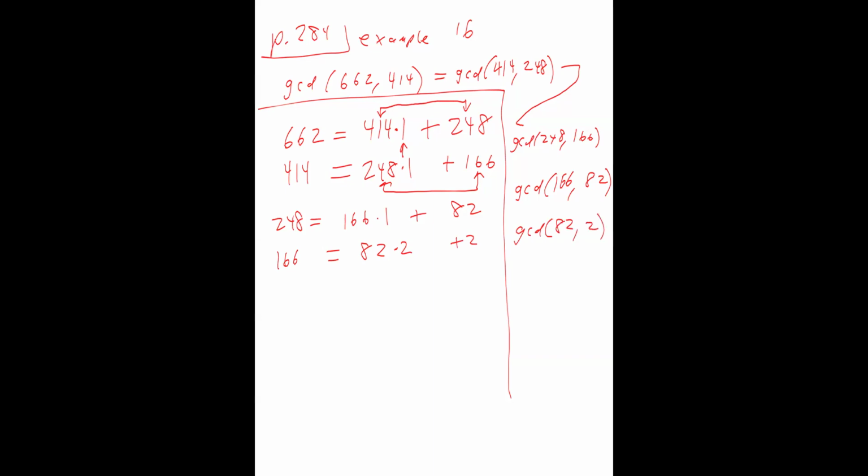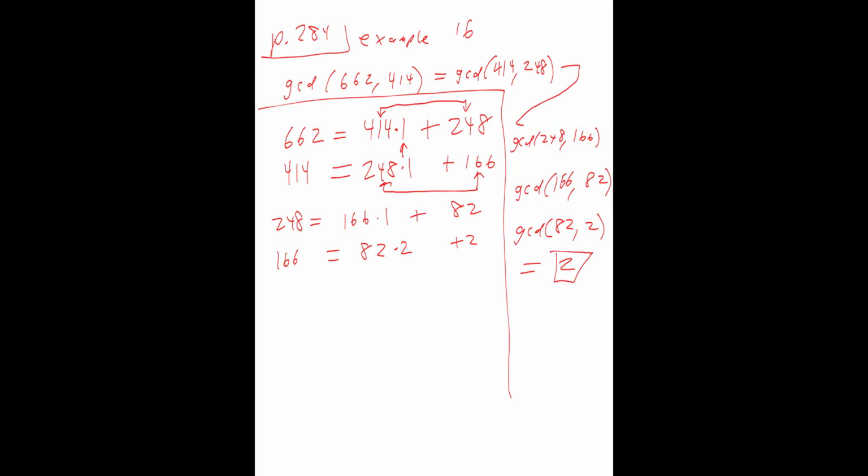Now at this point, does 2 actually go evenly into 82? Yes. So once you get to a small number that's so small it actually goes into the first number, then that number is the final answer. So the GCD equals 2. The GCD of 662 and 414 is 2.